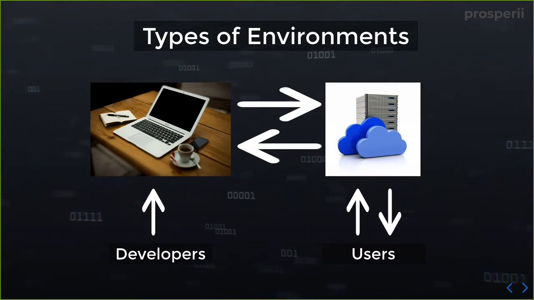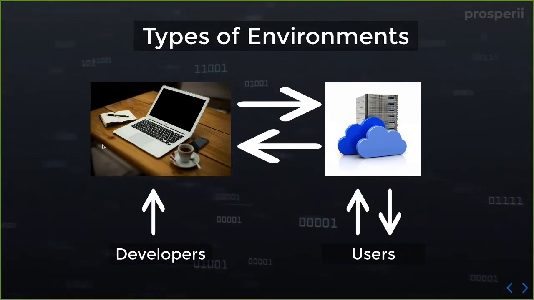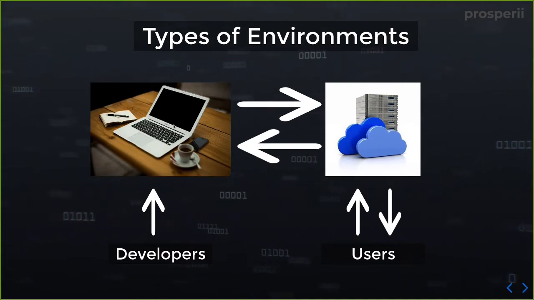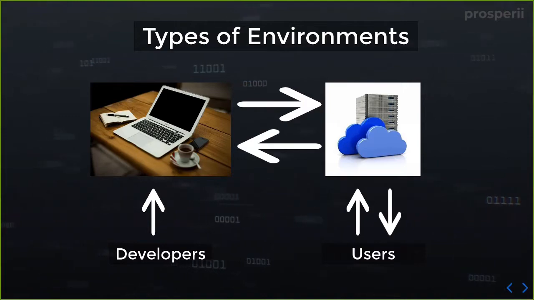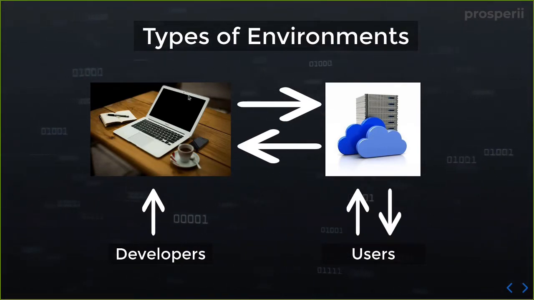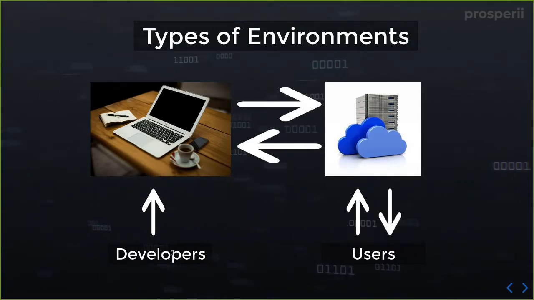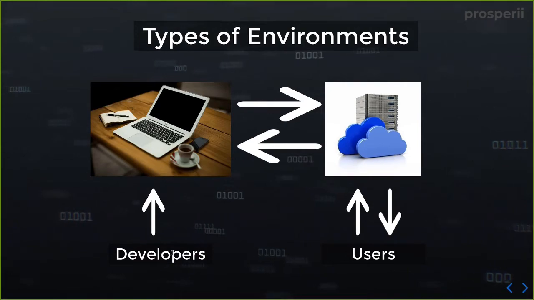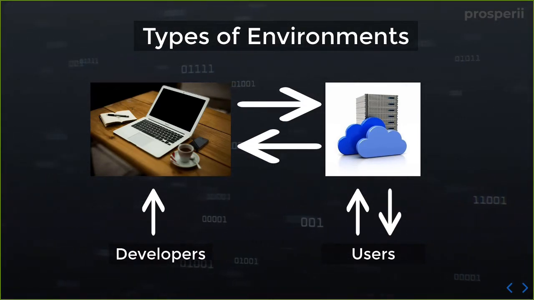The very first type of environment is a local environment. Over here, this laptop where a person can sit and code is called a local environment. Whenever you type anything on your machine and you save the code, you run the code, you look at the output, you are working in your local environment. The users who are working on the local environment are called developers. So as a developer, you will always be working on a local environment.